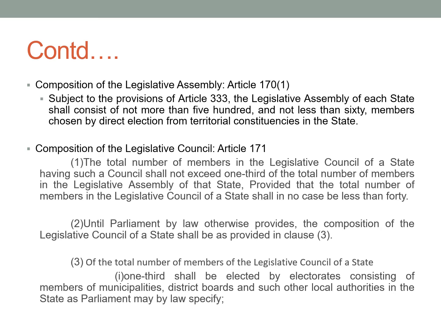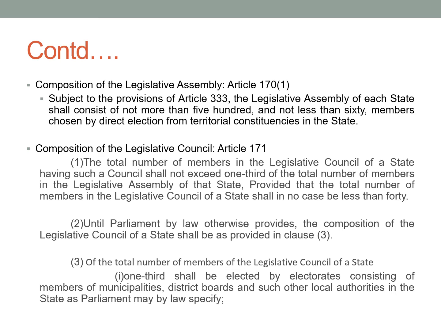Composition of the Legislative Assembly as per Article 170(1). Subject to the provisions of Article 333, the Legislative Assembly of each state shall consist of not more than 500 and not less than 60 members, and these members are chosen by direct election from territorial constituencies in the state.